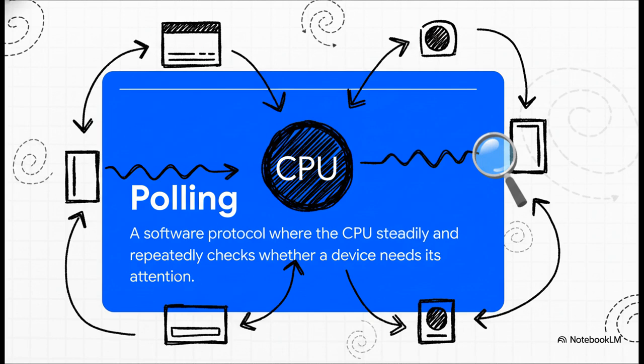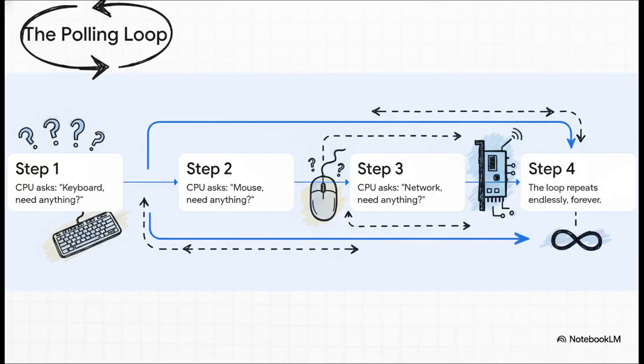It's just this relentless, repetitive cycle of, hey, you need me? Hey, you need me? And this visual just nails what that looks like. The CPU gets stuck in this loop. It asks the keyboard, you good? Then the mouse, got anything for me? Then the network card, what's up? And then it does it all over again. Forever. It doesn't matter if anything is happening or not, the CPU just keeps on asking.